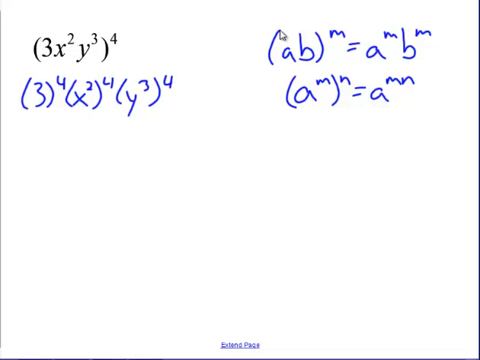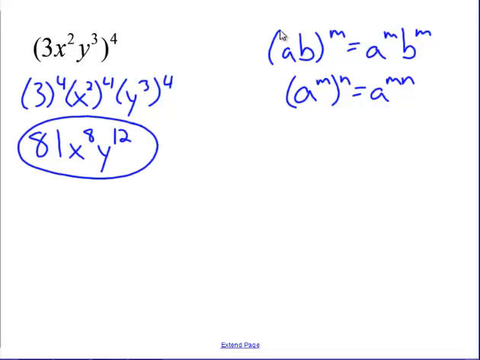I need to think of what each of these are. 3 to the 4th means 3 times 3 times 3 times 3. That actually gives me 81. And now, like we saw, when we have a power to a power, we're going to multiply our exponents. 81 x to the 8th, and 3 times 4 is 12, so this would be y to the 12th.